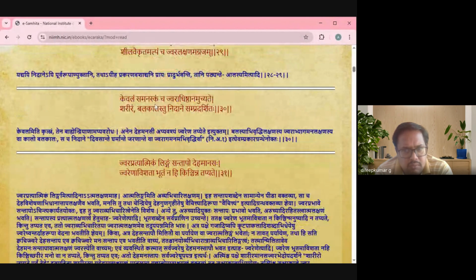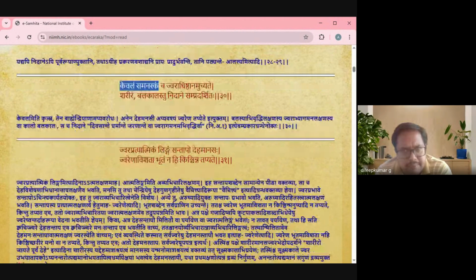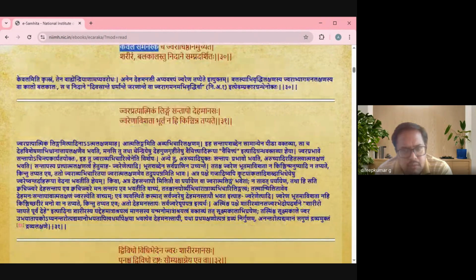What is the Adhisthana of Jwara? Kevalam sa manaskam, Kevalam means the entire body with the entire Manas. All these are the Adhisthana of Jwara. The most specific or characteristic feature of Jwara is Santapa Deha Manasa.